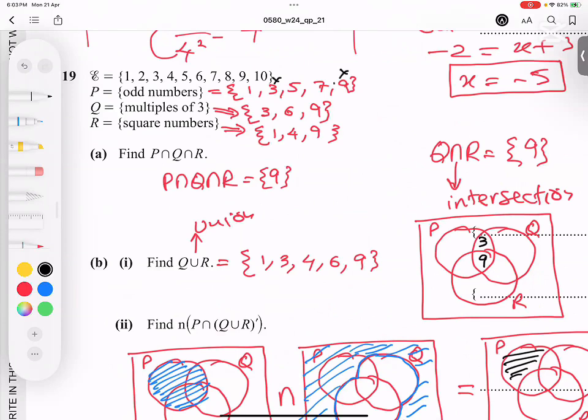Okay, check it. Is any common between this and this? Yes, 1 gone. So 1 is common between P and R, so I'm writing 1 here. So 1 also gone. So what left? 5 and 7 left here. So 5 left here, 7 left here.